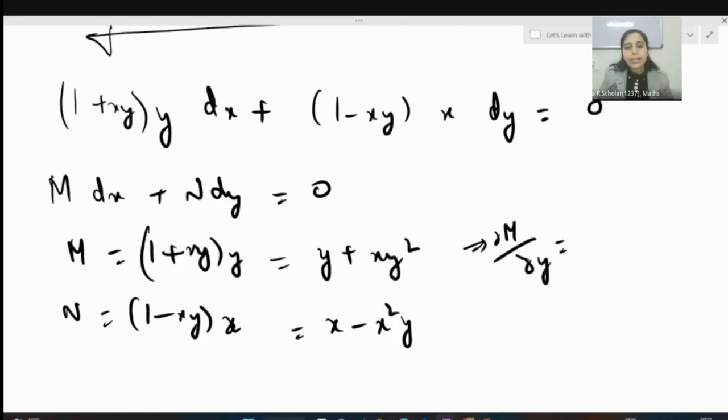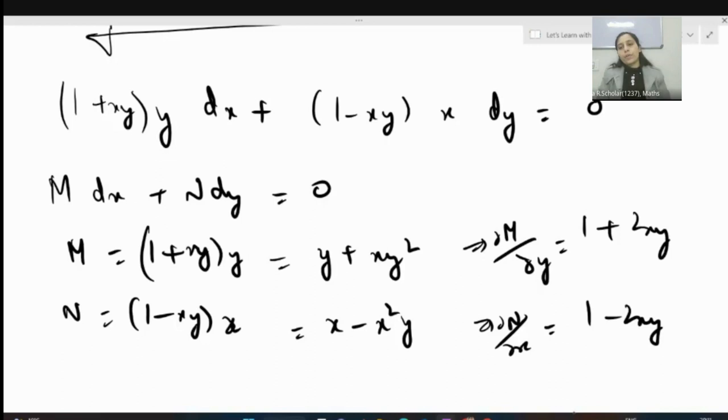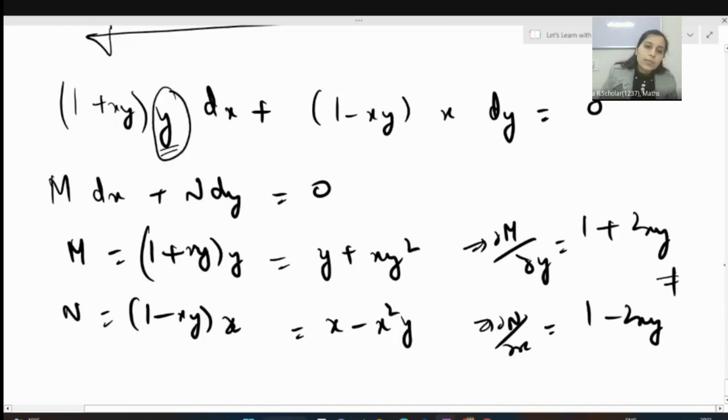Just check whether this equation is exact. Finding partial M upon partial y, we get 1 plus 2xy, and from here partial N upon partial x, we get 1 minus 2xy. So this is not equal. That means this equation is not exact. But we can see from here that this is an equation of type 4. Rule number 4 can be applied here: y raised to power 1 into dx and a function of xy, and this is also a function of xy, with x raised to power 1 into dy.